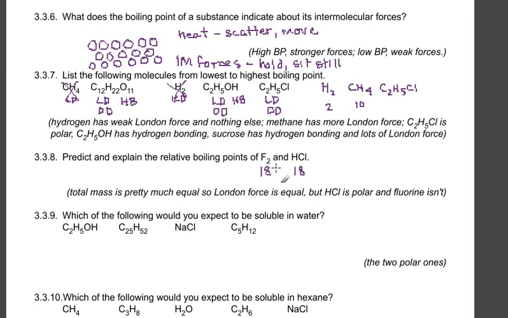Is fluorine polar? It better not be. It's 2 identical fluorine atoms. Their electrons should be shared dead center between them. So fluorine is perfectly nonpolar, but HCl is polar. This is 2.2 versus 3.2. Significant difference, which means HCl has dipole-dipole force, which means it should have a higher boiling point than F2.